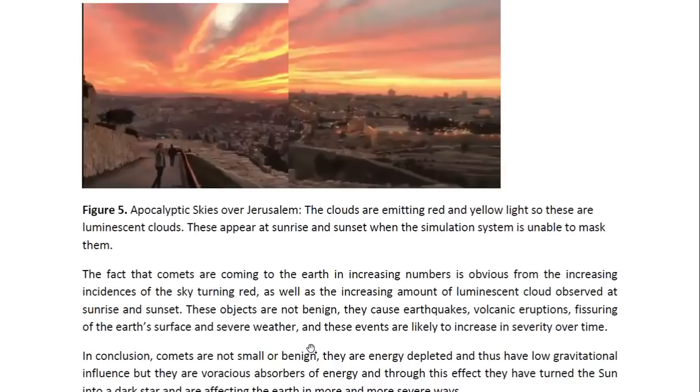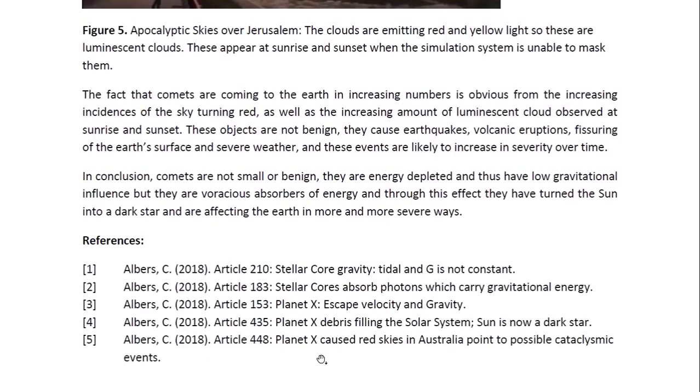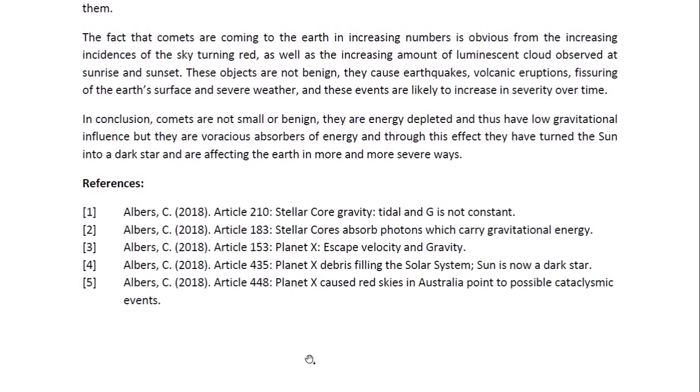They cause earthquakes, volcanic eruptions, fissuring of the Earth's surface, and severe weather, and these events are likely to increase in severity over time. So in conclusion, comets are not small or benign. They are energy depleted and thus have low gravitational influence, but they are voracious absorbers of energy, and through this effect they have turned the sun into a dark star and are affecting the Earth in more and more severe ways. And those are the references.